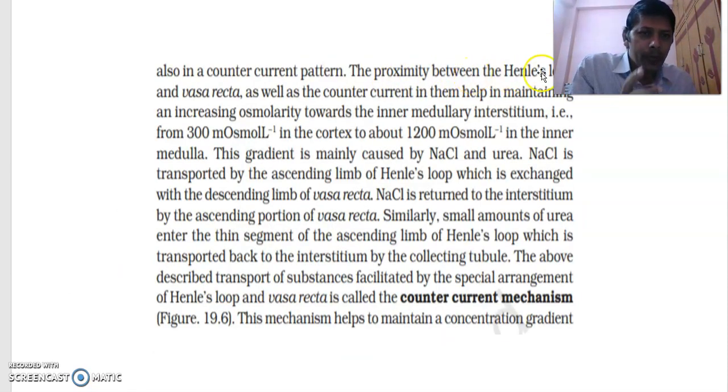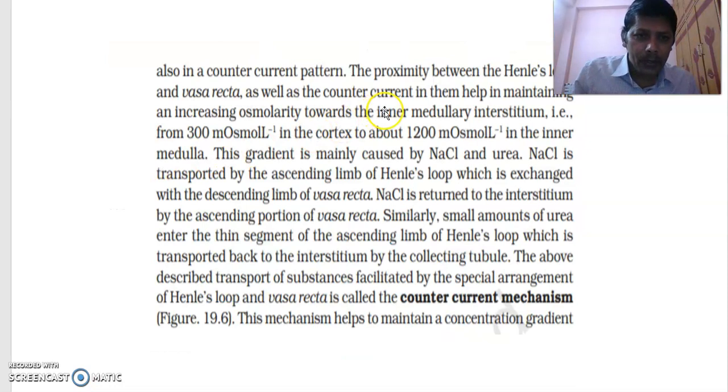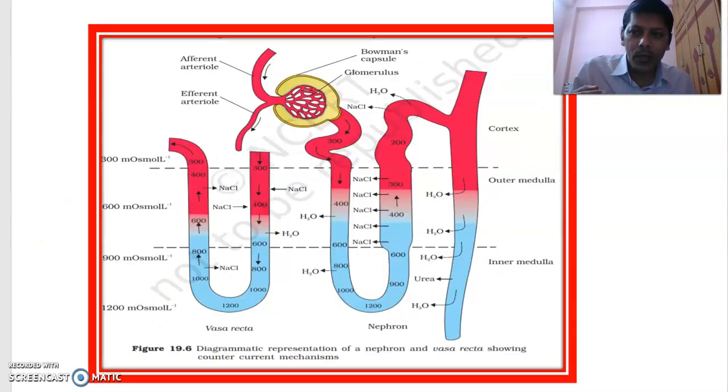The proximity between the Henle's loop and vasa recta, as well as the counter current flow in them, help in maintaining the increasing osmolarity from 300 in the cortex to 1200 in the medulla. These points were covered earlier. Next point: this gradient is mainly caused by NaCl. Who is causing this 1200? Why is it becoming 1200 here?